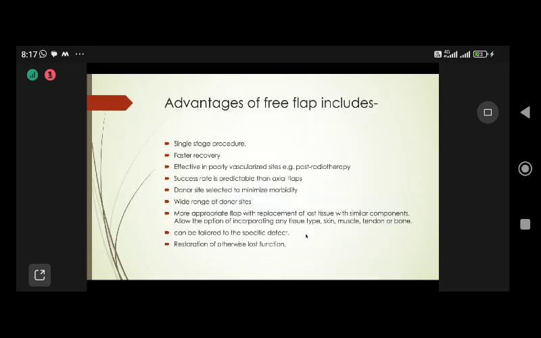Advantages of free flap include single stage procedure, faster recovery, and effectiveness in poorly vascularized sites, for example, post radiotherapy. The success rate is predictable, it is an axial flap, and the donor site is selected to minimize morbidity. A wide range of donor sites is available. It is a more appropriate flap, replacing lost tissue with similar components. It allows the option of incorporating any tissue type like skin, muscle, tendon, or bone. It can be tailored to the specific defect, and lost function can be restored.